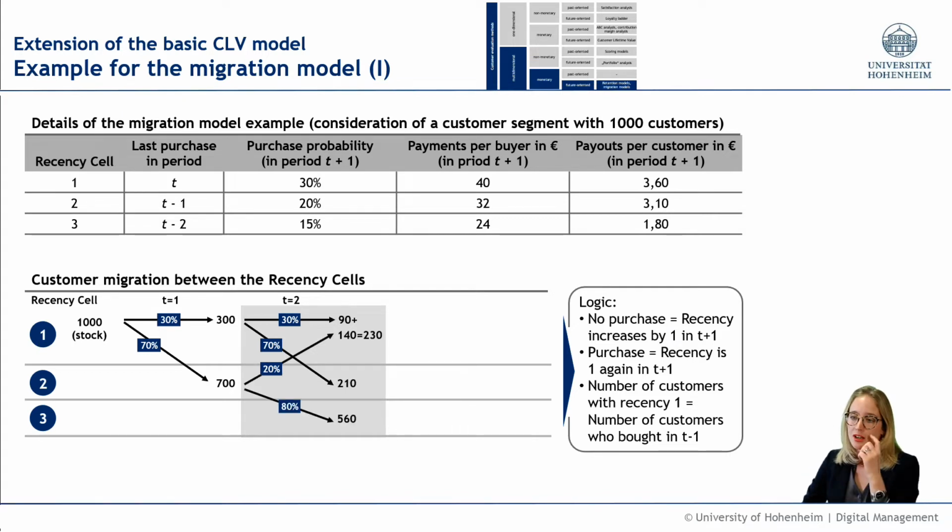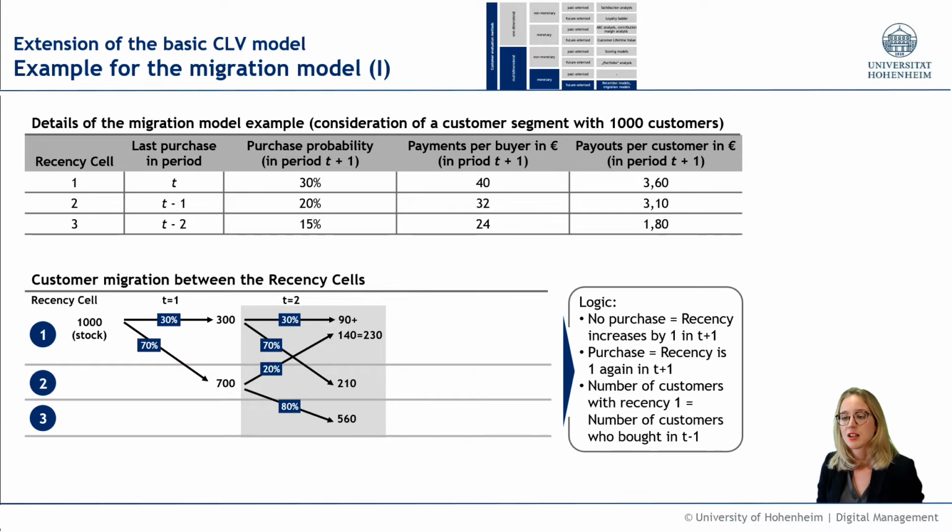So let's have a look at them. We know that for those 700 customers in recency cell 2, so please have a look at the table at the top of the slide, 20% will probably rebuy in T2. So we calculate 20% from the 700 customers, yielding 140 customers who again switch the recency cell, so go up to recency cell 1, the most recent cell.